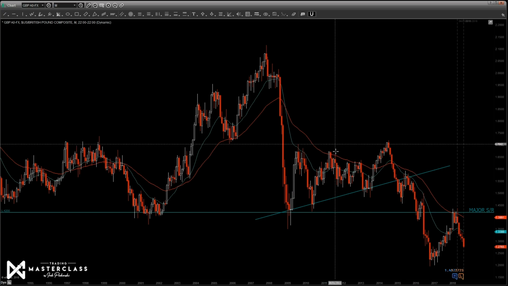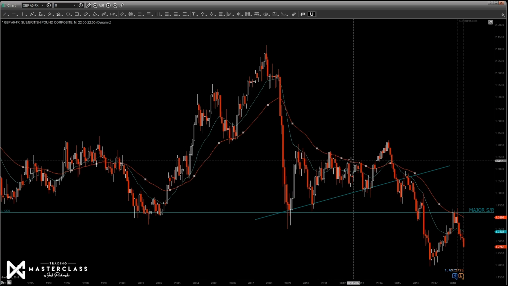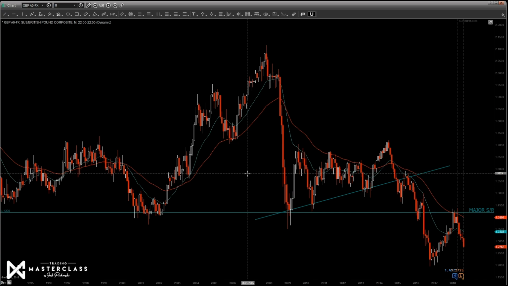Make sure it actually works. Sometimes you're going to look at the moving average and it's not being respected. In this case, it is. The moving average is being respected. But in some cases, it's not going to be respected, and at that point it's not a valid level.